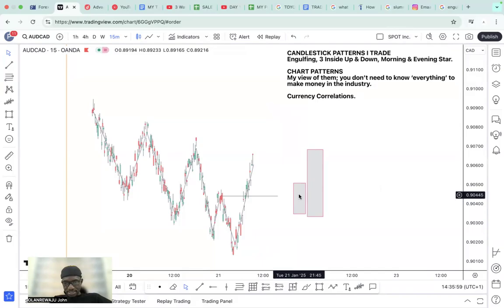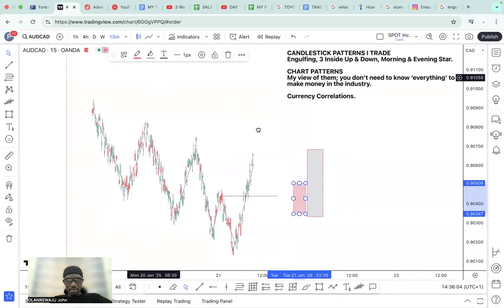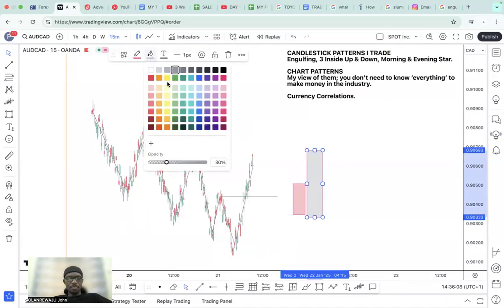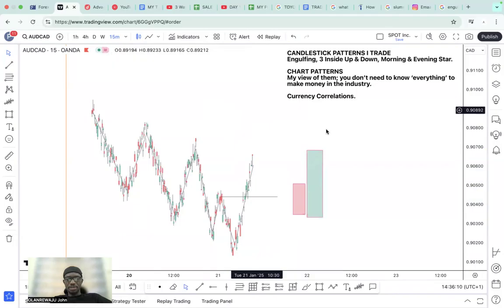So meaning that this is a bearish candle that came to the downside. Let's give that red. And then this is a bullish candle that then moved to the upside. So it completely engulfs the previous one. So that is chart candlestick pattern number 1. And this is for a bullish signal.